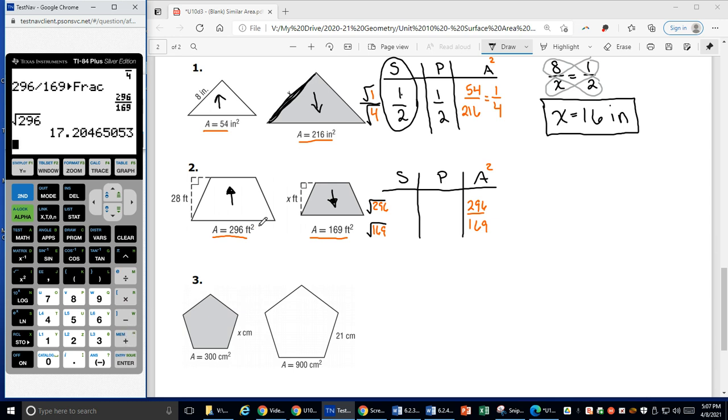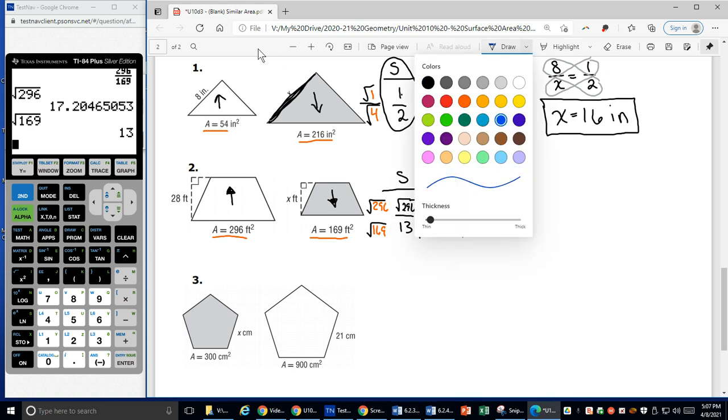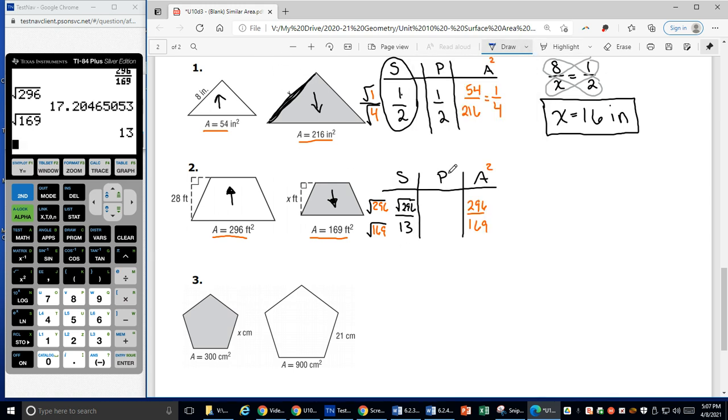So you know what we're going to do? We're going to leave this as the square root of 296, so we don't do any rounding. Okay, and then let's check the square root of 169. That is 13. So I know it looks weird, but my scale factor, my ratio of my sides, my ratio of my perimeters, my ratio of my parts is the square root of 296 over 13.